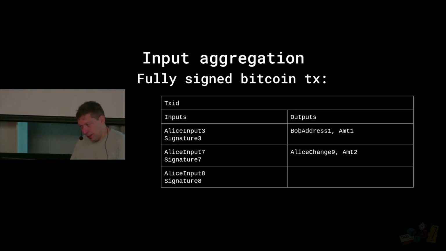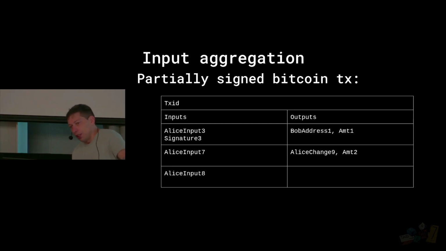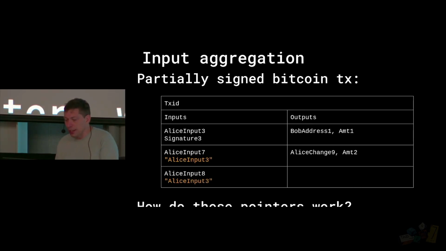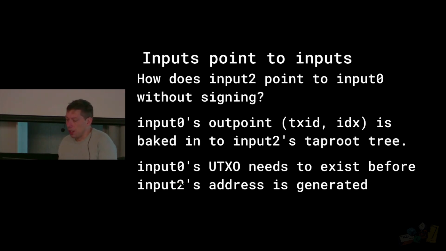This is a fully signed Bitcoin transaction, 3 signatures, 3 inputs. You take 2 of the signatures away, and then you put these little pointers, right? Instead of a signature here in this input, I'm going to put a pointer to the first input, or input 0, right? Input 3. And same here. These other 2 inputs I'm spending in this transaction point to the input that has an actual full signature. So how do these pointers work? How does input 2 point to input 0 without signing?